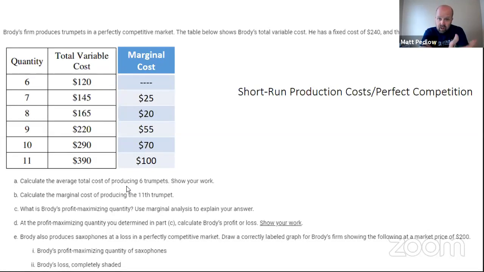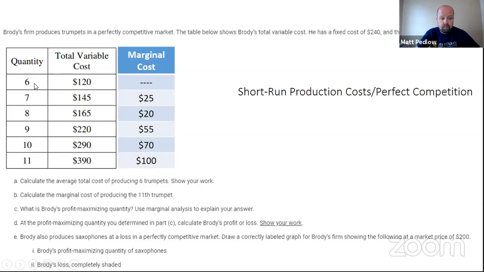So to get the average, you just divide by the quantity. So 360 divided by 6 equals $60. That's your average total cost, right? You're just adding your variable plus your fixed and dividing by the quantity.